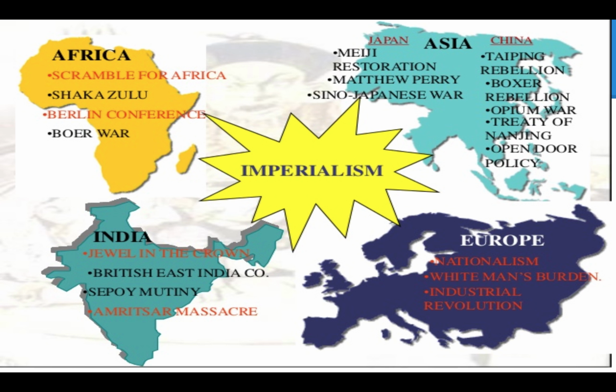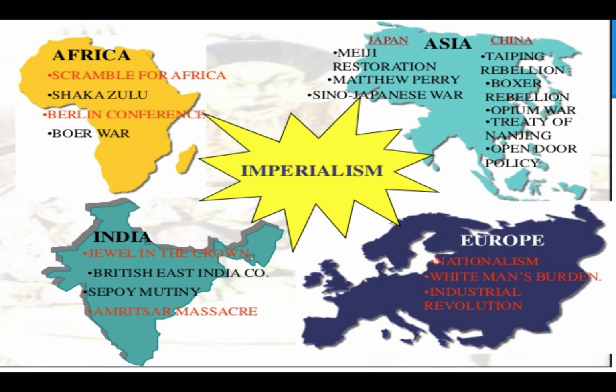In Asia, Japan is going through the Meiji Restoration after Commodore Perry. They're starting to really militarize and modernize and westernize. They beat the Chinese in the Sino-Japanese War. They beat the Russians in the Russo-Japanese War. And they start to embody the four main causes. In China, you have some rebellions like the Taiping and the Boxer. That's after the Opium War and the unfair treaties of Nanjing.